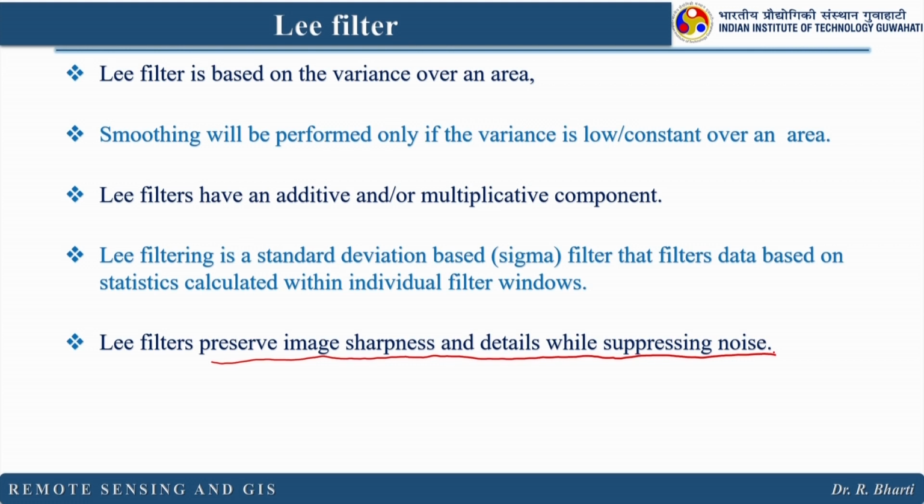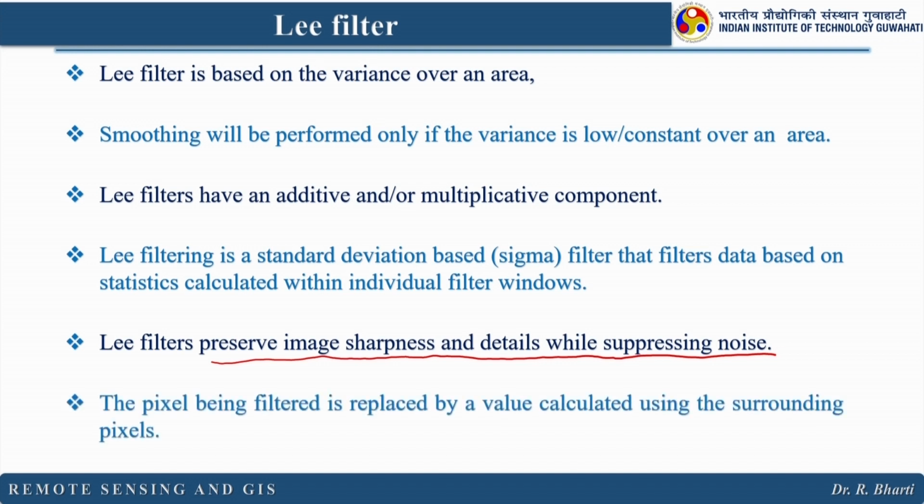So here, this is very good when you want to suppress the noise and increase the sharpness of the image. This is a very good method. The pixel being filtered is replaced by a value calculated using the surrounding pixels. That is similar to what we were doing for all the other methods. We calculate the target pixel's new value, and then that will be used to replace the raw data value, right. Raw data means image pixels without any calculation.